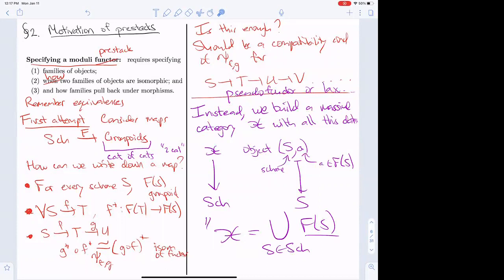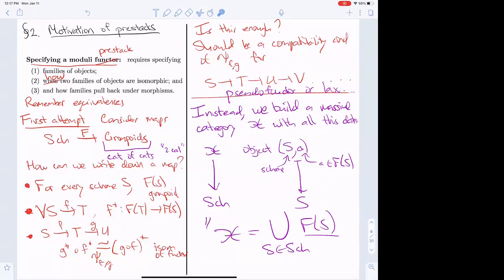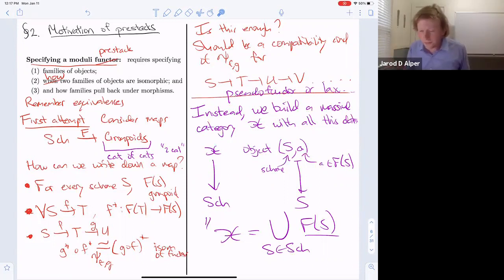Okay. And so in particular, in this category X, you can have morphisms that live just in F of S, so there'll be morphisms over the identity. But you also need to be able to compare objects over two different schemes, S and T. But yeah, let's define it precisely. I think maybe you've had enough of this motivation.